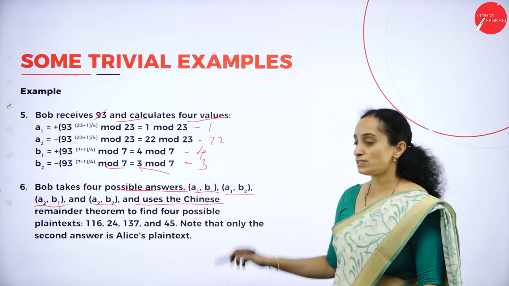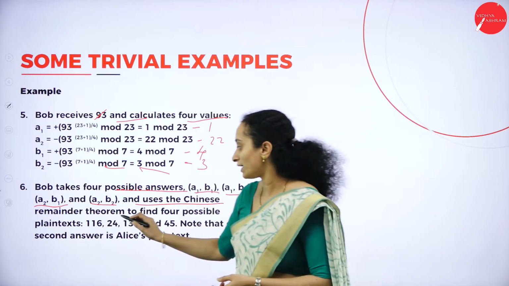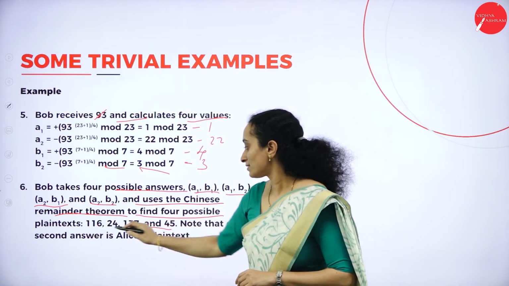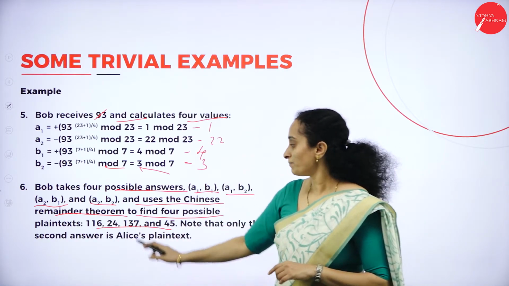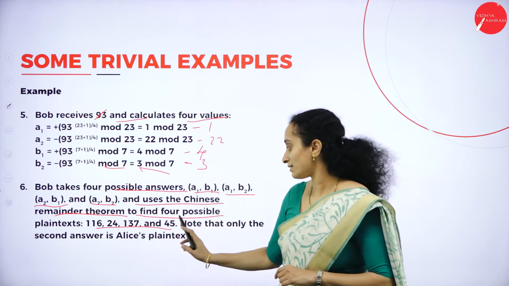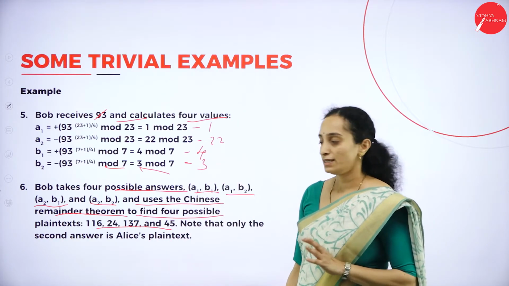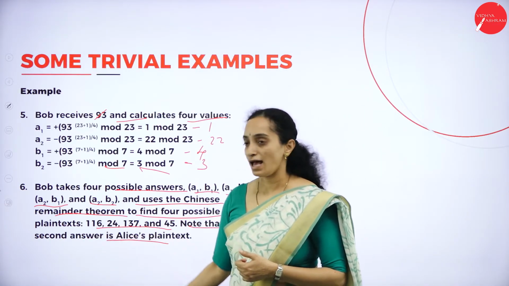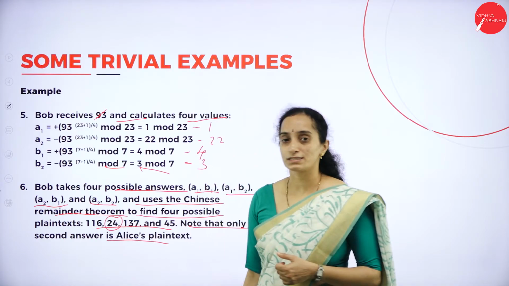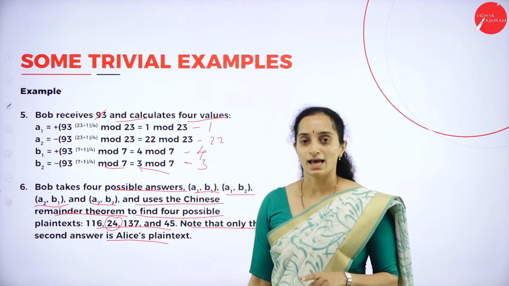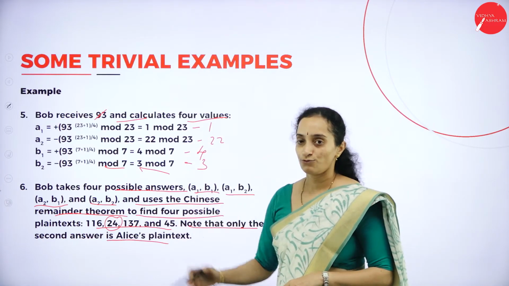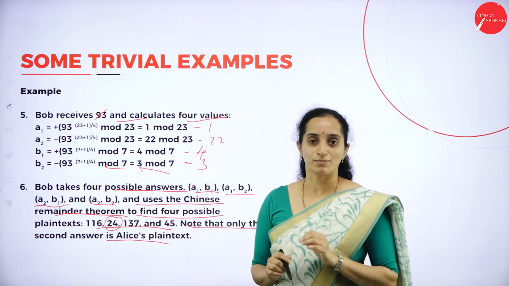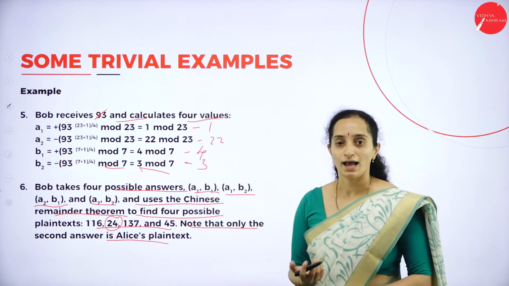He uses the Chinese remainder theorem again to find 4 possible plain texts, that is 116, 24, 137 and 45. He gets 4 texts. Note that only the second answer is Alice's plain text. So this is the plain text that Alice has sent. He has to check which one is the plain text sent by the sender, Alice.